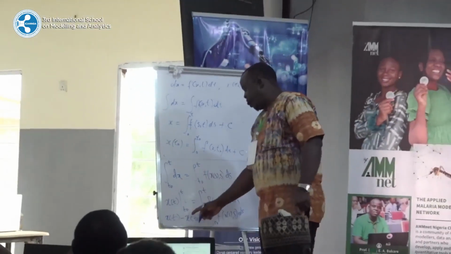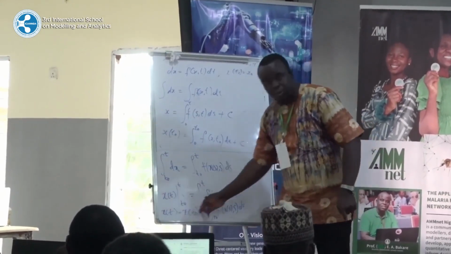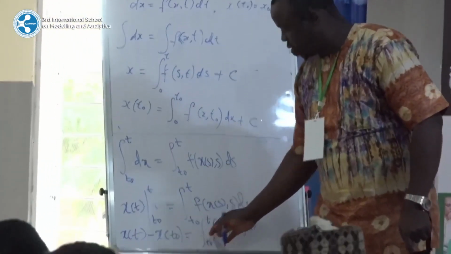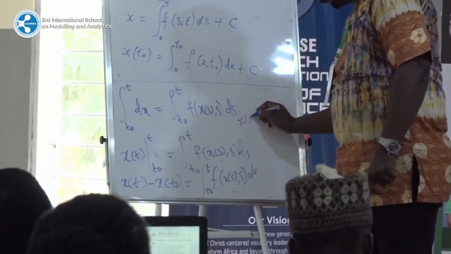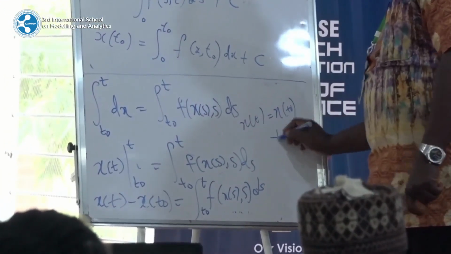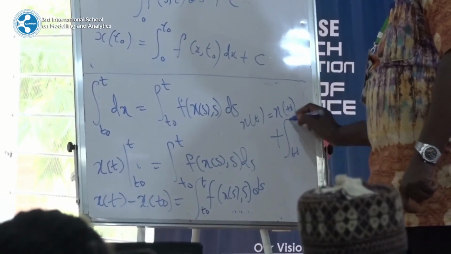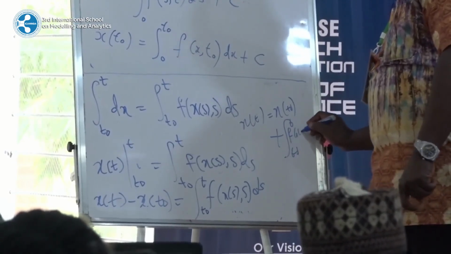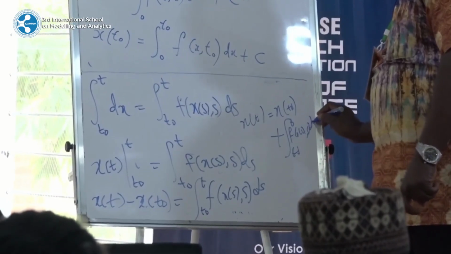So this one is supposed to come to this side, right? So it becomes x of t equals x of t naught plus the integral from t naught to t of f of x of s comma s ds.